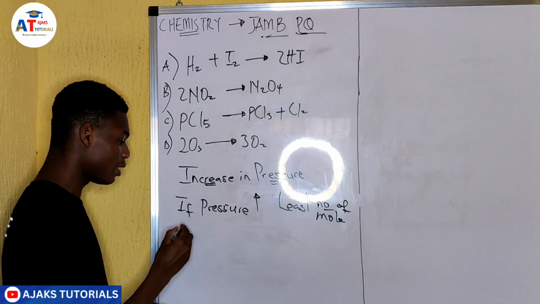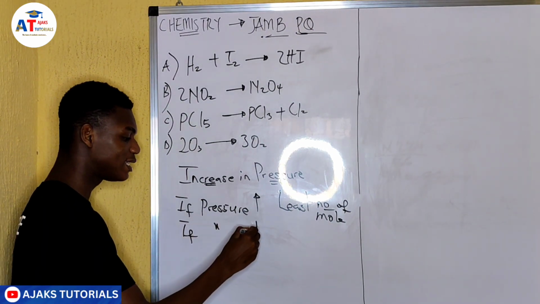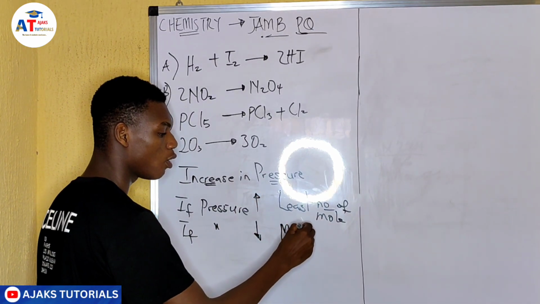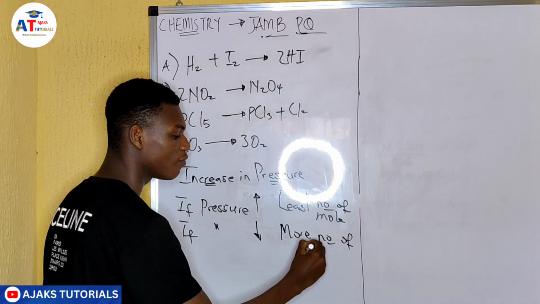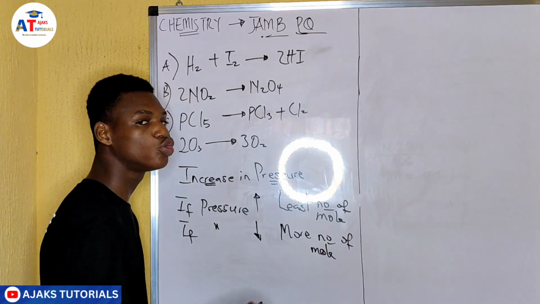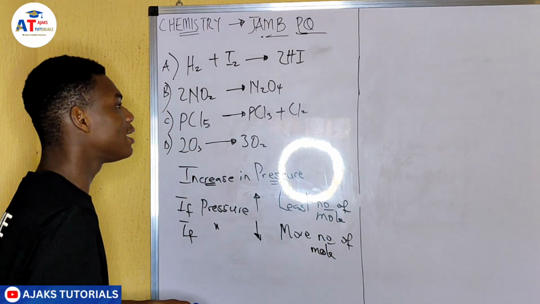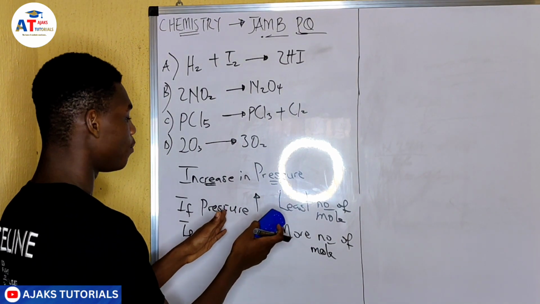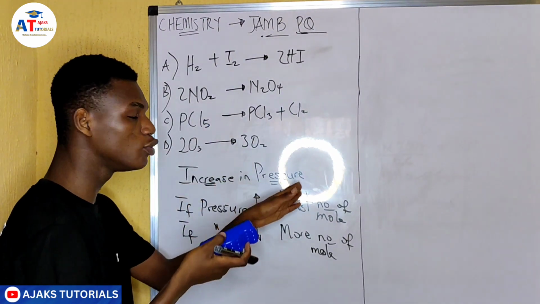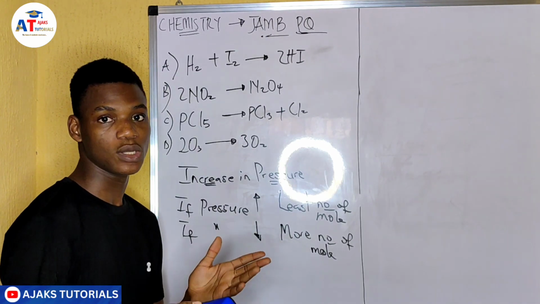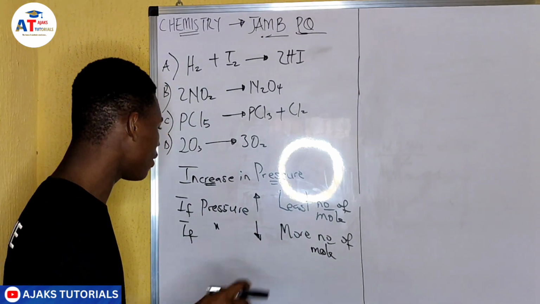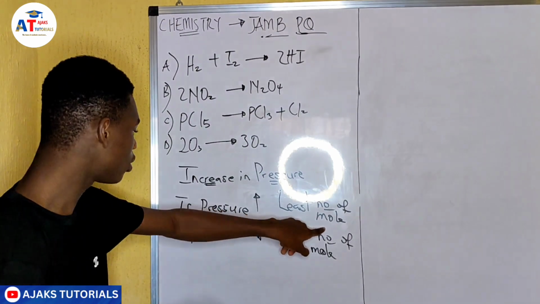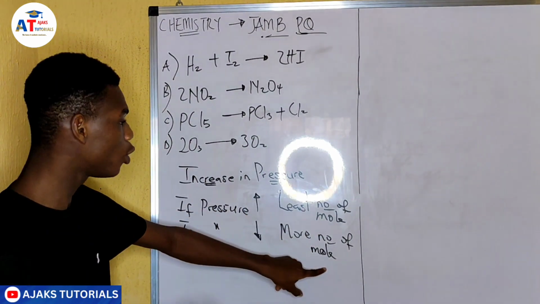I will explain. Now, if pressure is decreased, it will favor the side with the more number of moles. Now, what do I mean? When you're talking about number of moles in this case, if pressure increases, volume decreases, because of Boyle's law. They are inversely proportional. So pressure increasing favors the least number of moles. Pressure decreasing favors more number of moles.